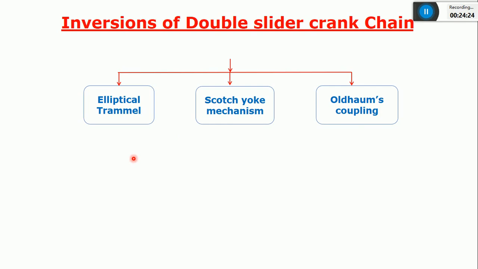Three kinematic chains. First one is a 4-bar chain. Second one is a single slider crank chain. Third one is this one, the double slider crank chain. Please write this also.